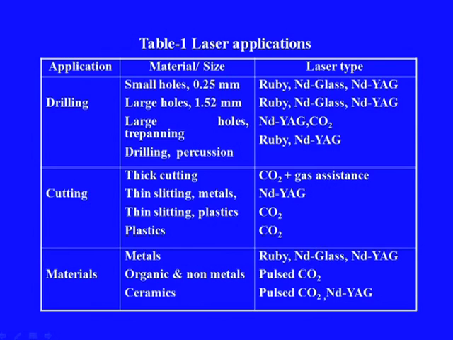The following table shows the laser applications and type of lasers used in different work situations. In drilling applications, depending on different sizes, say for small holes, that is, average diameter of 0.25 millimeter or so, generally ruby laser or neodymium glass laser or neodymium yttrium aluminium garnet, also in short called Nd:YAG, are used. Similarly, for large hole drilling, say diameter ranging up to 1.52 millimeter or so, or with trepanning, then percussion, generally Nd:YAG or ruby lasers are used. For large holes, of course, carbon dioxide lasers are also used, as we have seen in the last session itself.